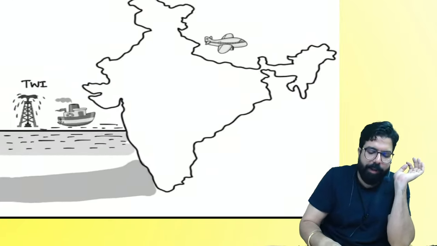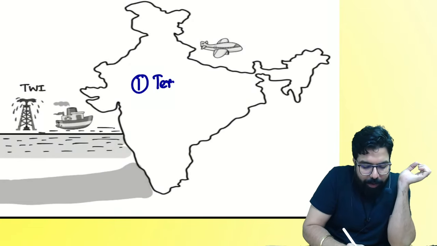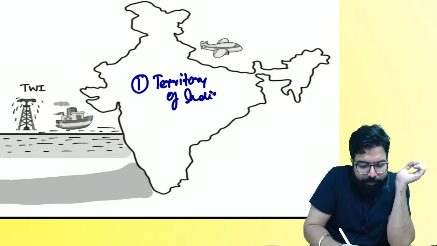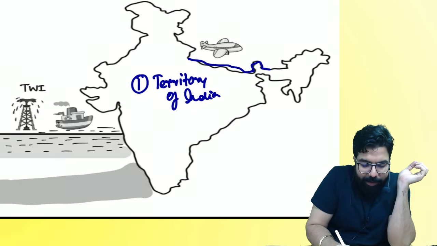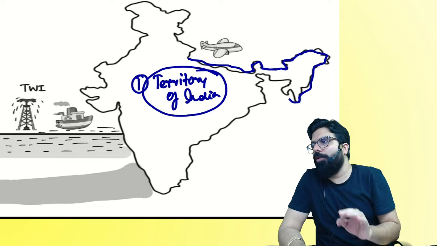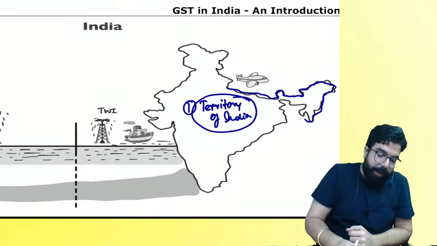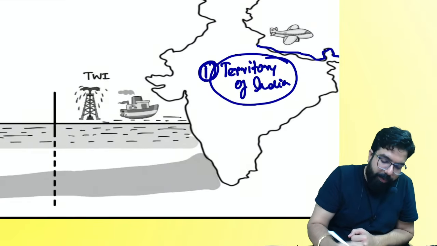You don't have to worry. You tell me one thing. Definition, my first point says, India means territory of India. Can you tell me what is the territory of India? This is the territory of India. Do you agree with me? So, is this India? Whenever any person sells goods over here, will he charge the Indian GST? Okay. India first includes the territory of India.